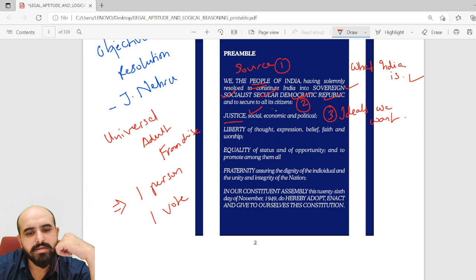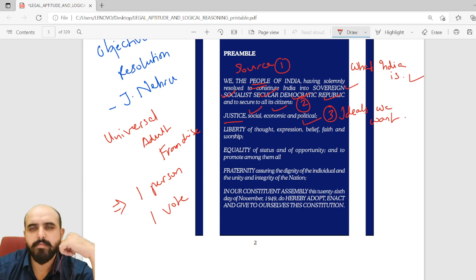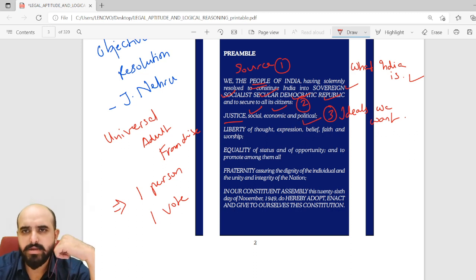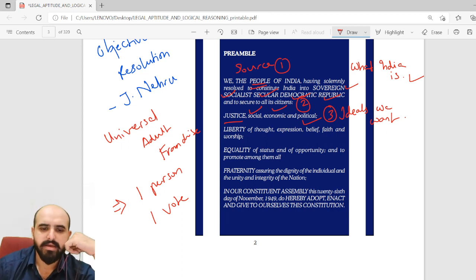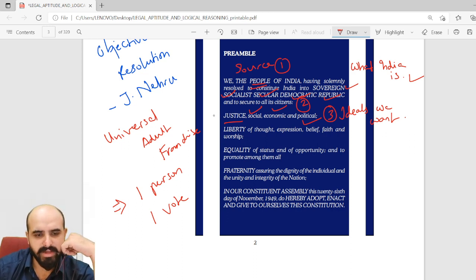There should be economic justice. Everyone should have the right to practice their profession, right to practice their business. Okay. Political justice: people should be free to form their own political parties, should be free to elect their own political parties, should have a say in the matters of the state. Okay. This is the ideal we incorporated. We have justice, freedom or liberty.